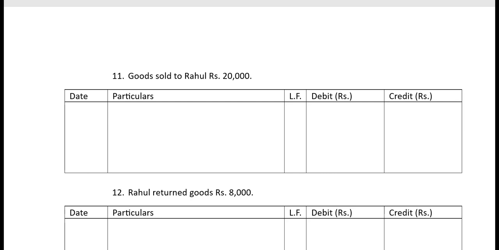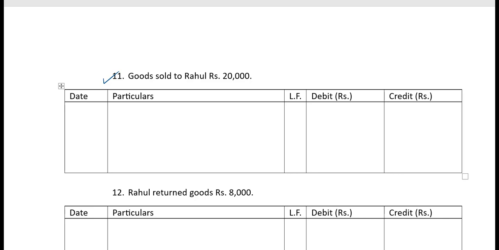Next transaction, number 11. Goods sold to Rahul, rupees 20,000. Now this is a credit transaction, a credit sale, because the term for cash is not used and the name of the debtor is given. We will recall that credit sales means goods have been sold and the purchaser of the goods promised to pay us the money at a later date. So that is credit sales.